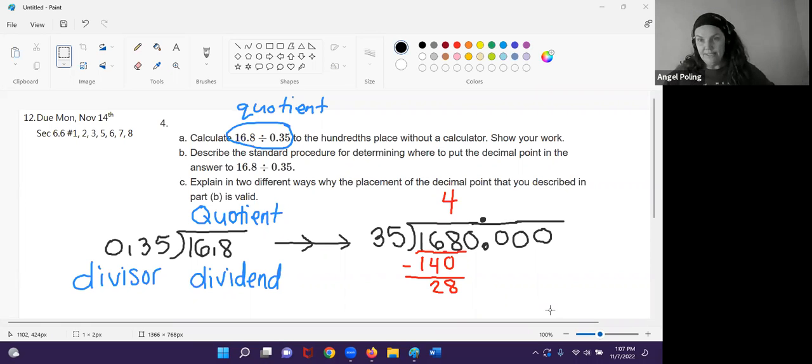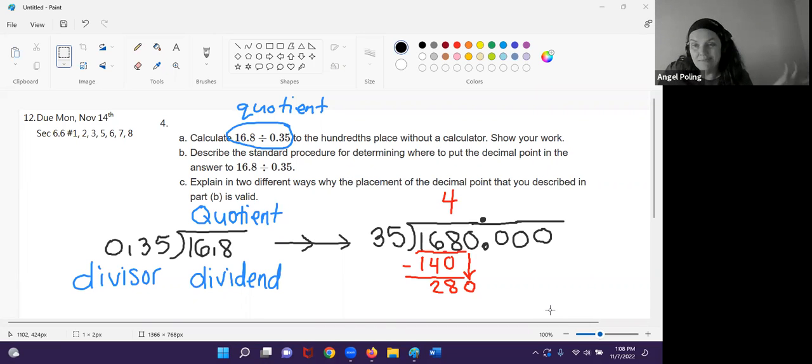We say we bring down the 0. Some people actually physically bring the 0 down, like draw an arrow to bring it down. I think that helps some people keep the place values in order, especially if you ever get a no in the middle and move on, right? So now we ask ourselves, how many groups of 35 can I get out of 280?